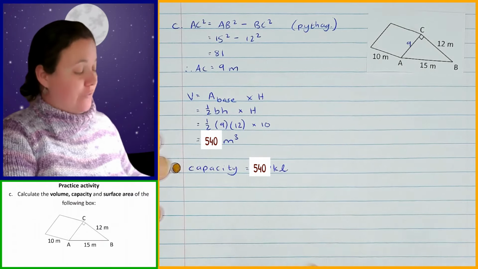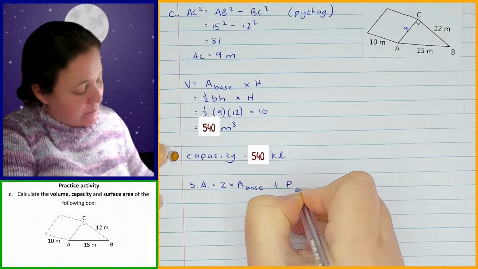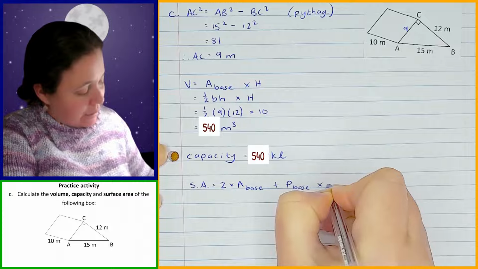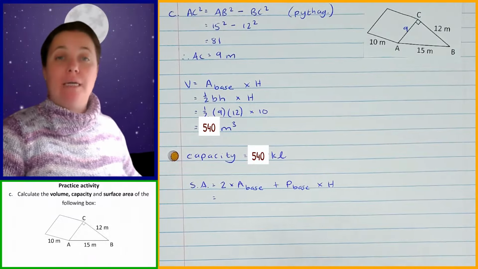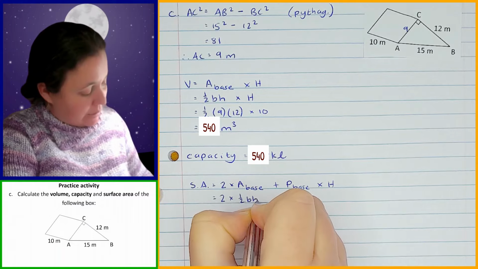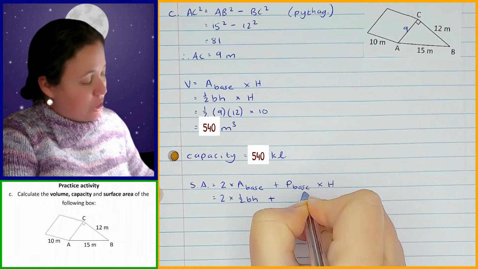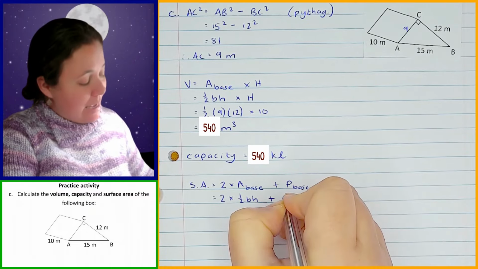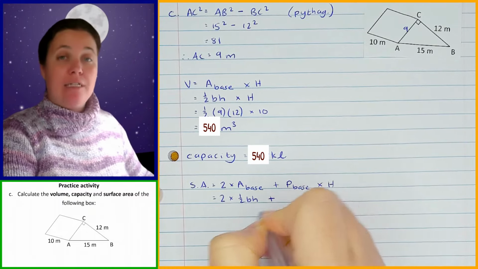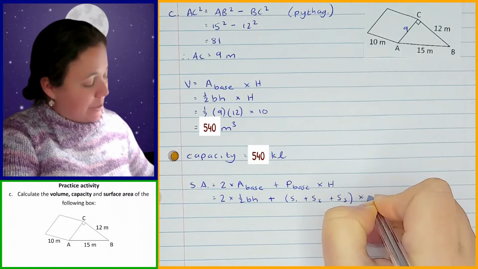Now remember, the formula for the surface area is going to be 2 times the area of the base plus the perimeter of the base times the height of the prism. Okay, so now again, the base has to be the triangles that are the same on the two ends. So it's going to be 2 times half base times height plus the perimeter of a triangle. The perimeter of a triangle is side 1 plus side 2 plus side 3. And because I have addition, I need to put that in brackets. So side 1 plus side 2 plus side 3 multiplied by the height of the prism.